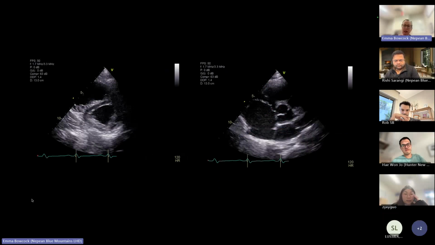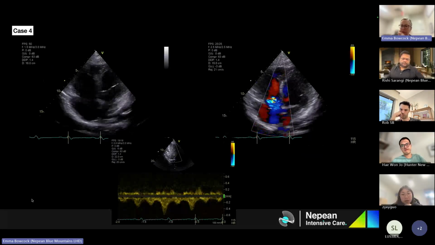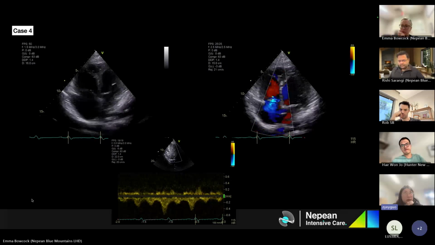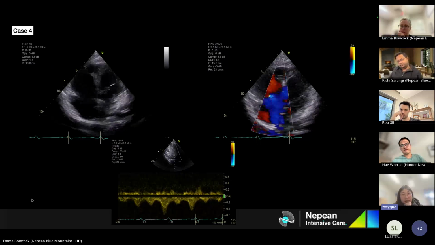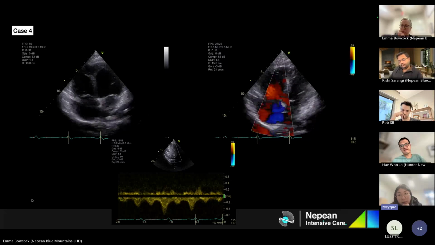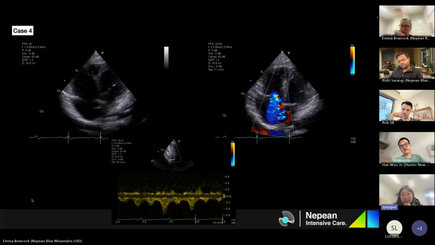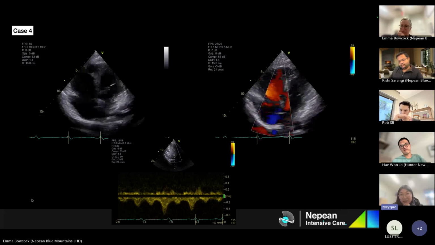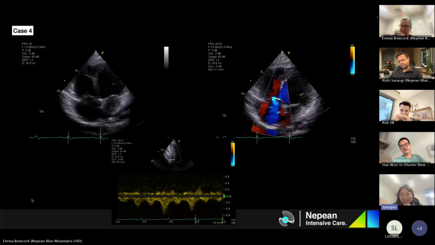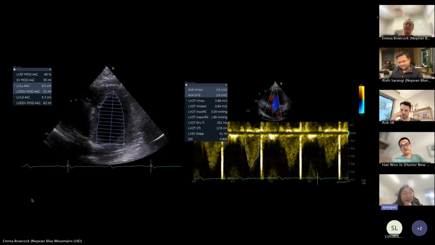Does that change the grading of TR that you just gave it there, Zoe? There is no flow reversal here. The color flow is appropriate baseline, appropriate scale. I still think it looks severe, but I'm not sure why there's no systolic flow reversal in the hepatic vein.